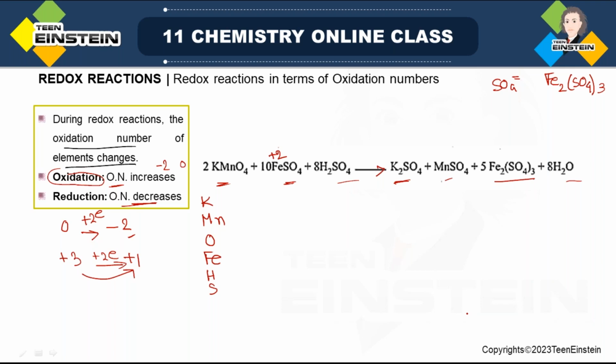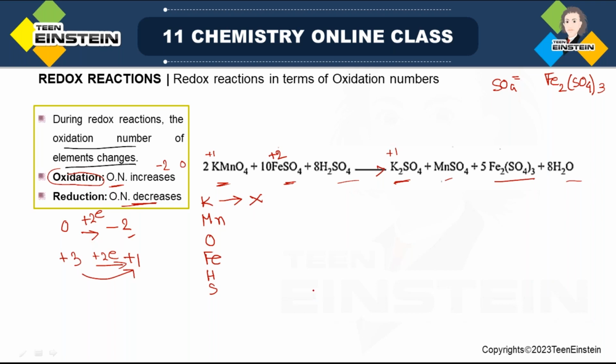Now in KMnO4, potassium will always have a +1 oxidation state, that we know. So here also it is +1. After the reaction, in K2SO4, the total negative charge for sulfate is 2 negative. That means the total positive charge is 2 plus, so for each potassium it is again +1. So for potassium there is actually no change in oxidation number.